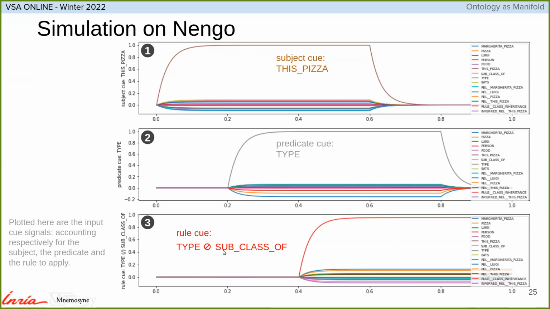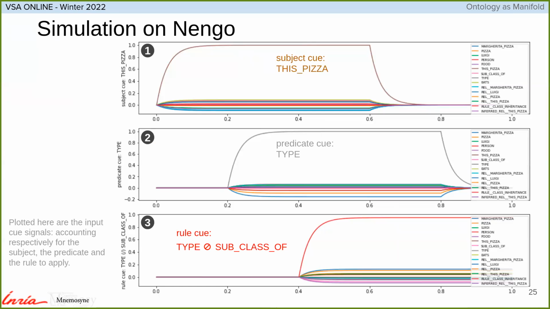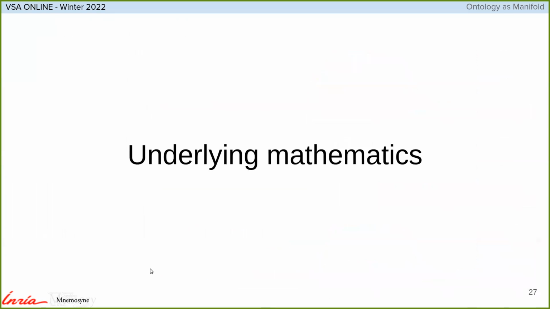Now the outcomes of the network are the numbers 4, 5, 6. So here are the outcomes. The outcome 4 shows that the inferred object is indeed pizza, and the plot 5 shows that the inferred predicate is indeed type. And finally, the inferred statement, we can deduce that this pizza is of type pizza. So that was the example.